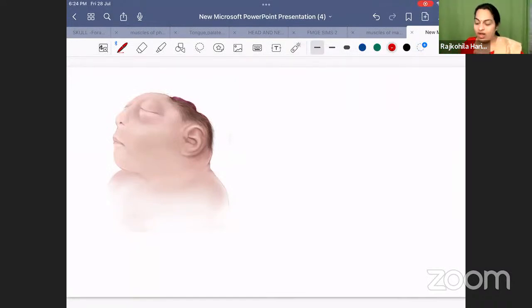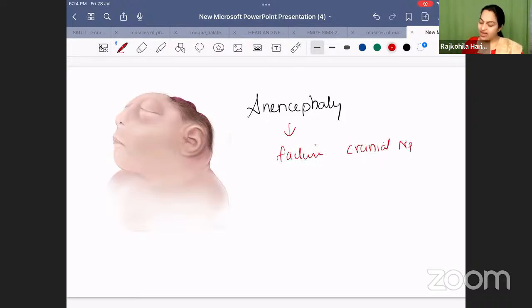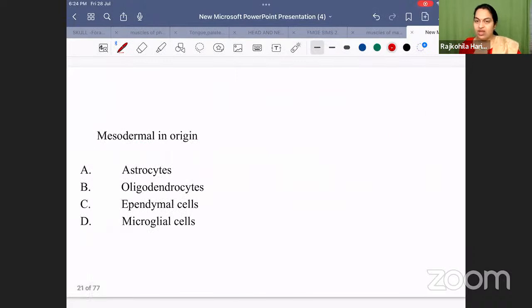And what is this called? Yes, this congenital anomaly is called anencephaly, which occurs due to failure of closure of the cranial or the anterior neuropore, right? Okay. Now, a word about the glial cells, the neuroglial cells in the central nervous system, you know, right?